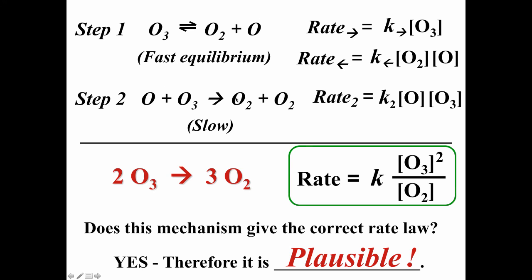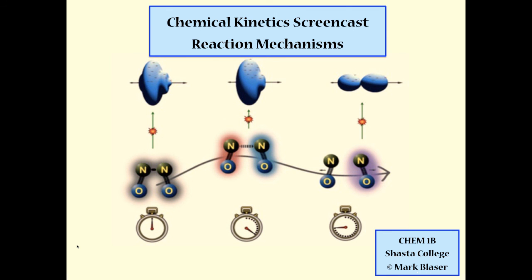Well, that would be supporting evidence because this rate law proposes that oxygen atoms are formed in step 1 and used in step 2. In general, we can see if a proposed mechanism is plausible or possible by comparing its rate law to the experimentally determined one, and in general we need to do further experimental work to confirm that it's not just plausible but the actually correct mechanism. And that's it for the Chemical Kinetics screencast on reaction mechanisms.